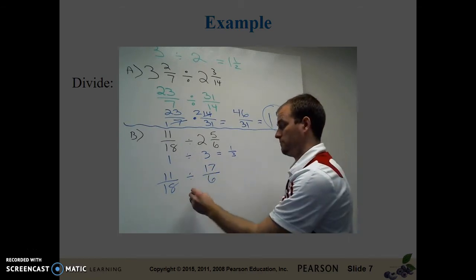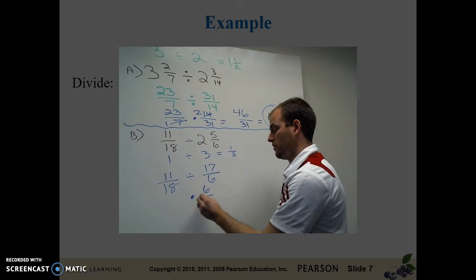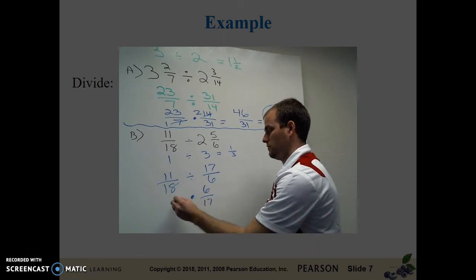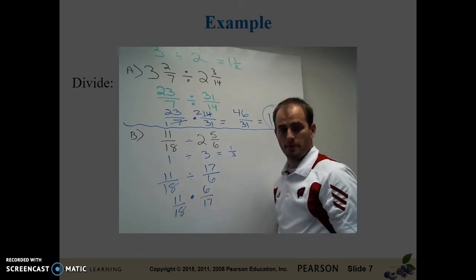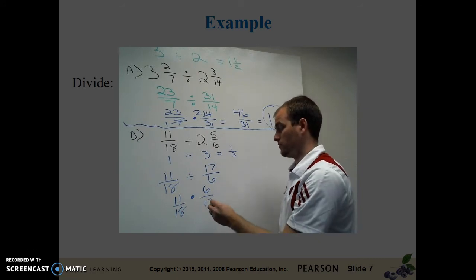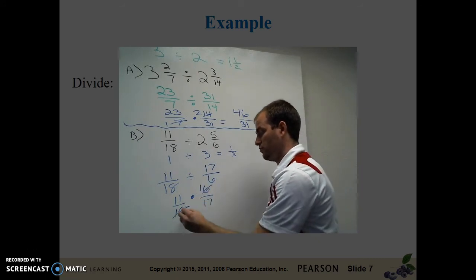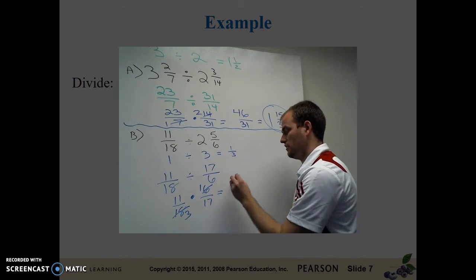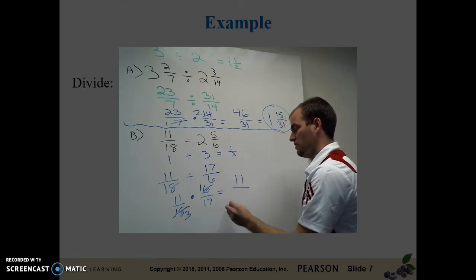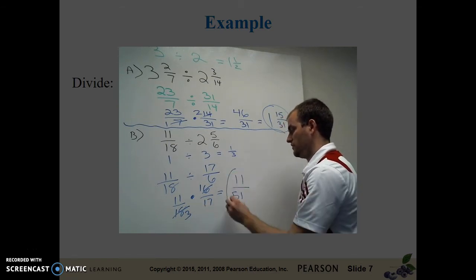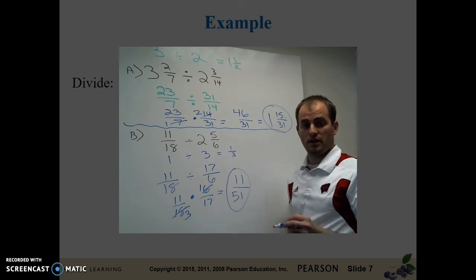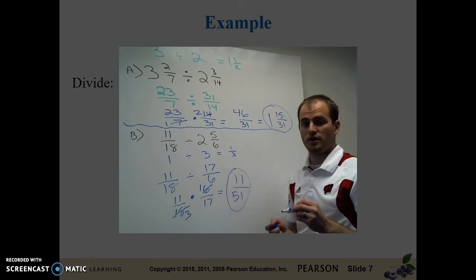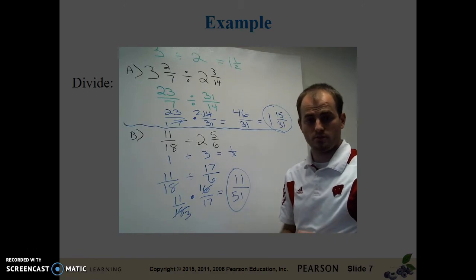Then to divide fractions, we flip and multiply. Hopefully you can still see that down there. The 6 and 18 would reduce to 1 and a 3. 11 times 1 is 11. 3 times 17 is 51. So you get 11/51, which is really close to our estimate of 1/3.